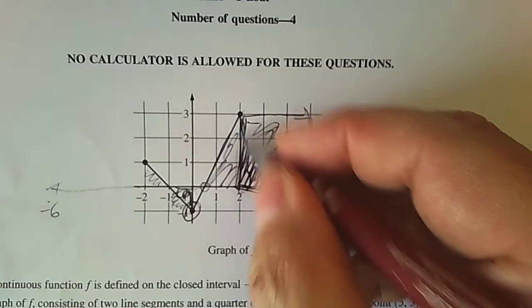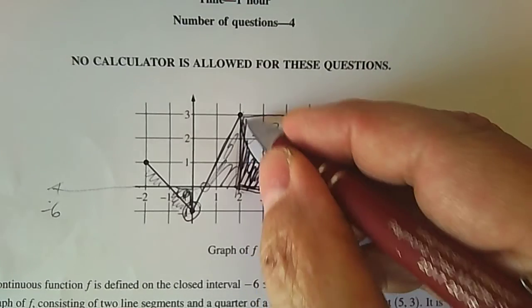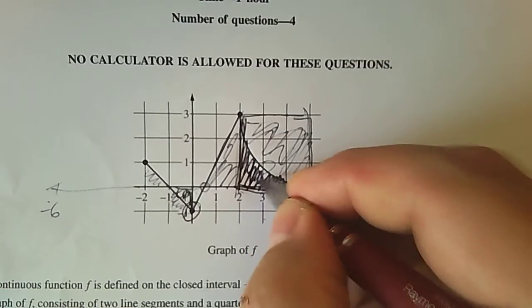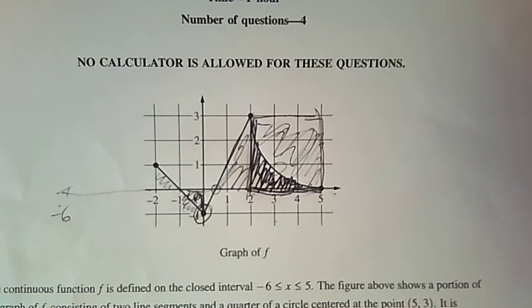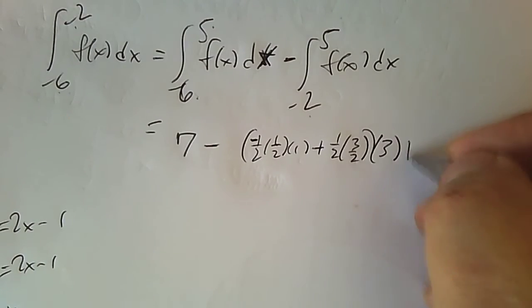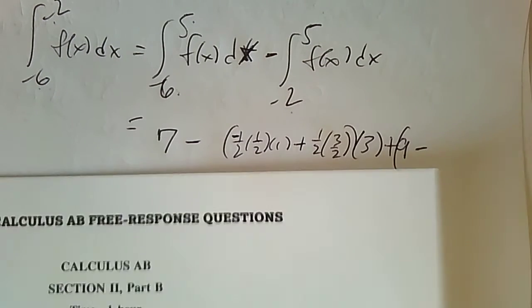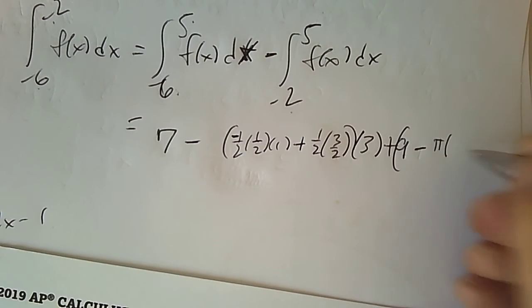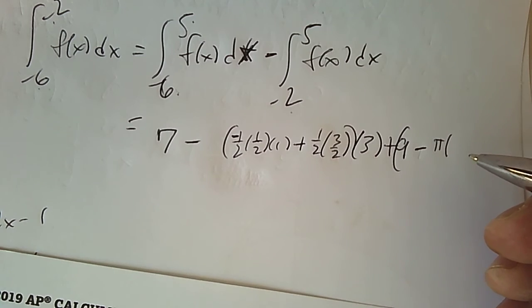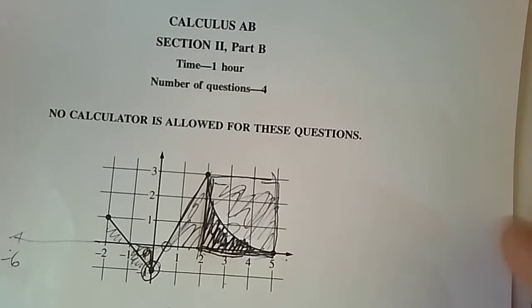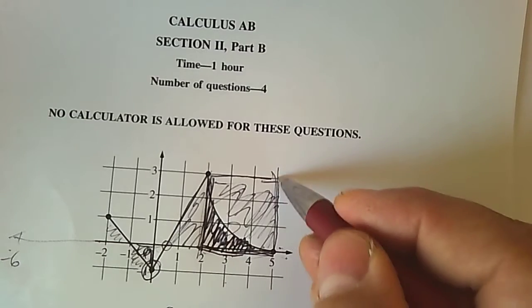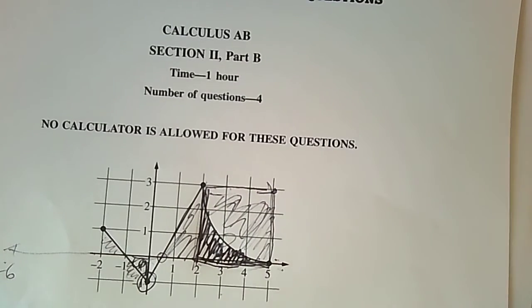So to get that part, I need to understand the square, take away a quarter circle, and what's left over is what I need. So the square is 3 by 3, which is 9. And then I subtract the quarter of a circle. Now to find the area of a circle, it's pi r squared. And the radius of that is 1, 2, 3, right?